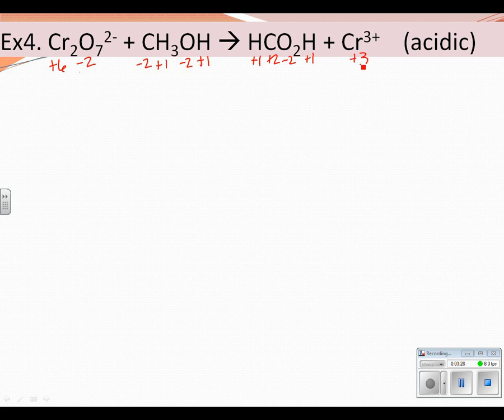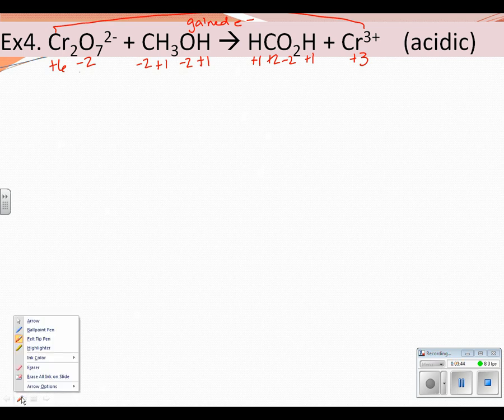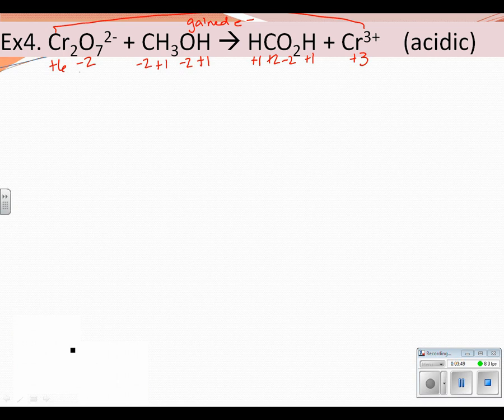So we look here and we say this has gone from a +6 to a +3, so it's become more negative, which means it gained electrons. That means it was reduced, and then oxygen stayed the same, but carbon went from a -2 to a +2. It became more positive, which means it lost electrons, which means that it was oxidized.